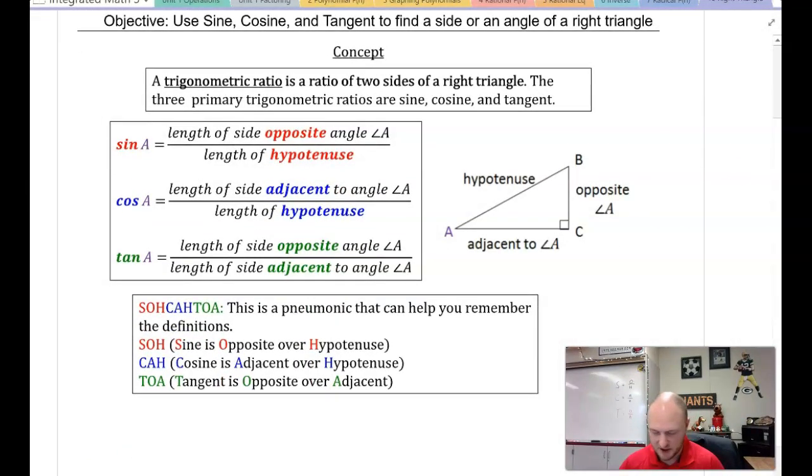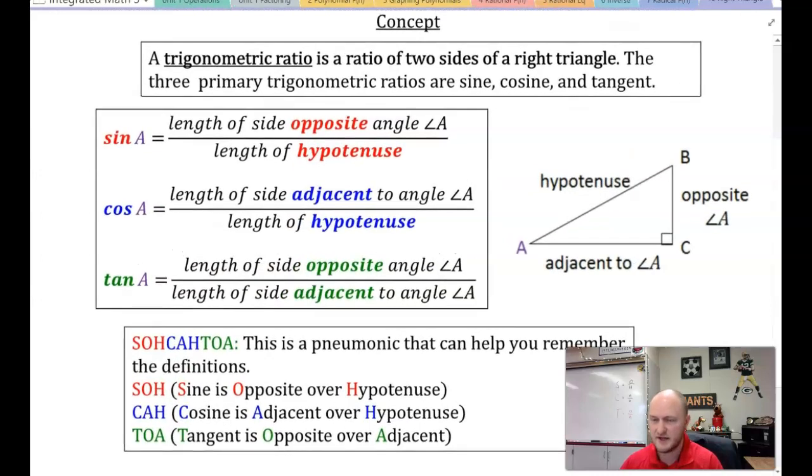All right, first, the concept. We are going to solve equations utilizing a trigonometric ratio. And remember that the trig ratio involves 2 sides of a right triangle. So the 3 primary trigonometric ratios are sine, cosine, and tangent. Sine of an angle is the side opposite over hypotenuse. Cosine of an angle is the side adjacent over hypotenuse. And tangent of an angle is the side opposite over the adjacent. And again, we can use the acronym SOHCAHTOA.